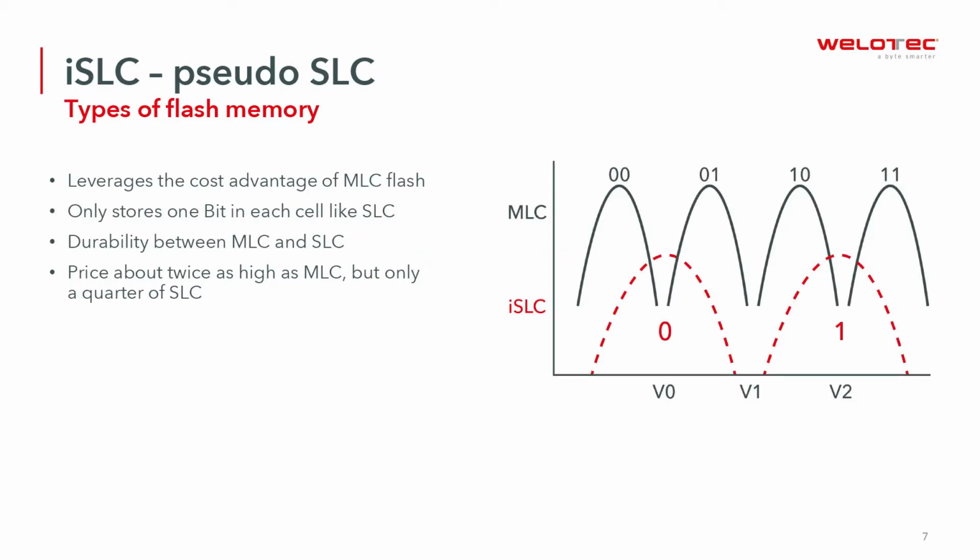As a compromise between SLC drives and MLC drives, there's also iSLC, pseudo-SLC. These use the physical flash media of an MLC drive, but only store 1 bit in each cell, much like SLC SSDs. The durability is then between those 2 types, and while the price is higher than MLC, it's a lot more cost efficient than SLC SSDs.